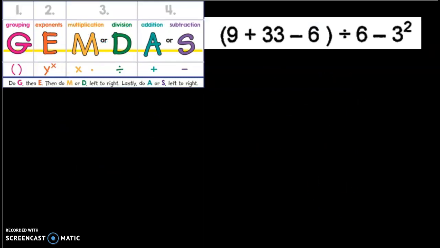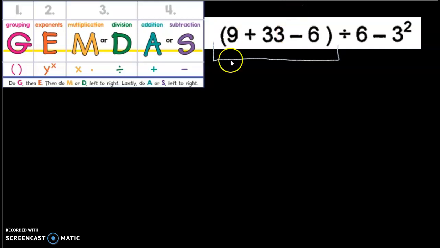All right, so let's do another one. All right, so again, we always begin with our first one, which is G, grouping symbols. Do I have any grouping symbols? And I do. I have this. This entire thing is a grouping symbol, and so I'm just going to narrow my focus into here and go ahead and solve what's in that grouping symbol first until they are all gone.